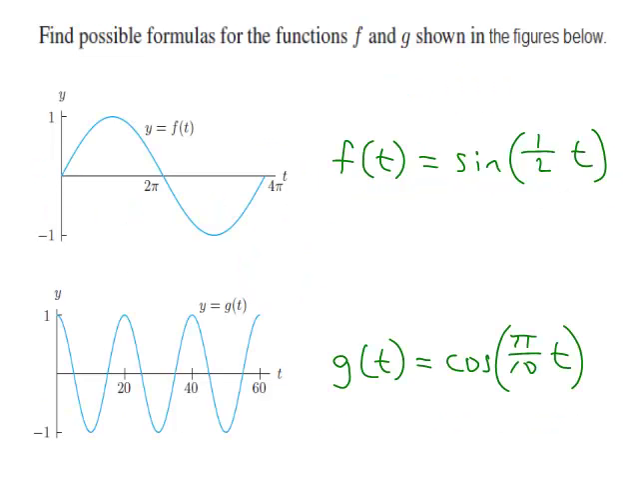So let's conclude our problem with a recap. For our graph of f, we could write a formula, f of t equals sine of 1/2 t. And for our graph of g, we wrote the formula g of t equals cosine of pi over 10 times t. Notice in both cases how they differed from the graph of y equals sine of t and y equals cosine of t respectively is based on the fact that the period was not 2 pi. In the graph f, the period was 4 pi, whereas in the graph g, the period was 20.